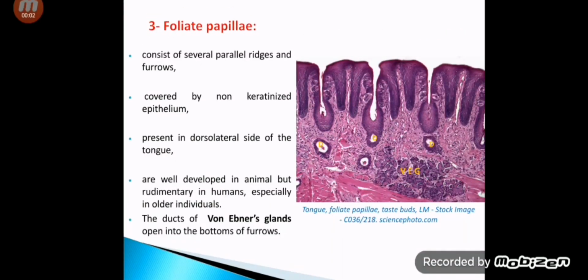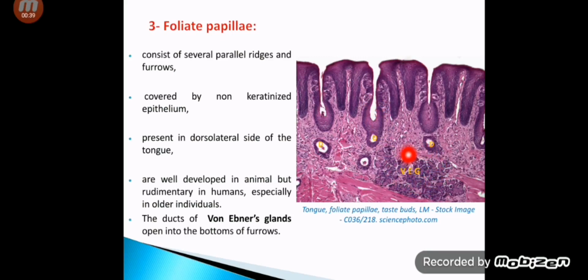The third type of papillae is foliate papillae, which consists of several parallel ridges and furrows. Each ridge will be followed by a furrow, then another ridge and another furrow. Ridge means protrusion, and furrow means groove or sulcus. They are covered by non-keratinized stratified squamous epithelium, have taste buds on their lateral side, and are present on the dorsolateral side of the tongue, well developed in animals but rudimentary in humans, mainly in older individuals, but can be seen in children. The duct of von Ebner's gland opens into the bottoms of these furrows.